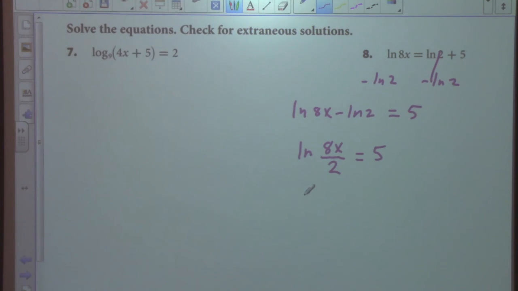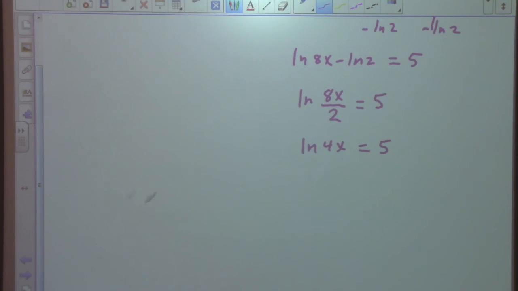Okay, ln 4x. Then you do that property. So now you do that. So now what? Now you divide by ln. Divide by ln? Yeah, divide by ln.